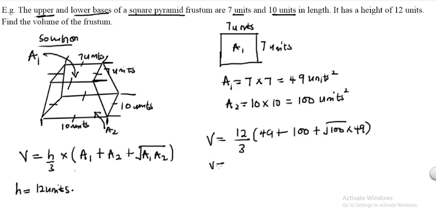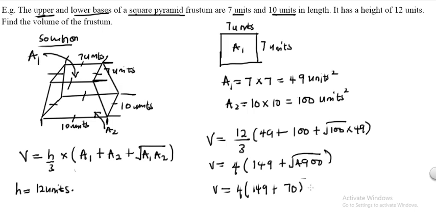So that we have V is equal to 12 divided by 3, which is 4, open brackets, 49 plus 100 is 149, plus the square root of 100 times 49, which is 4,900. So V is equal to 4, open brackets, 149 plus... If you take our calculator and press in the square root of 4,900, you get 70, and then this is equal to 70 plus 149, which is 219.